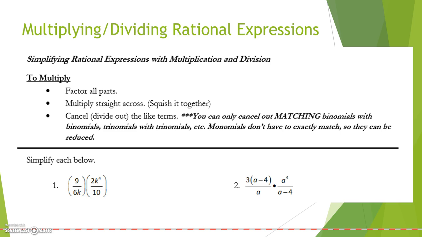So first, to multiply, what you do is you factor all parts, all numerators and denominators. Then you multiply straight across, or just squish the two fractions together. And then you cancel out like terms, which we talked about in the last lesson.